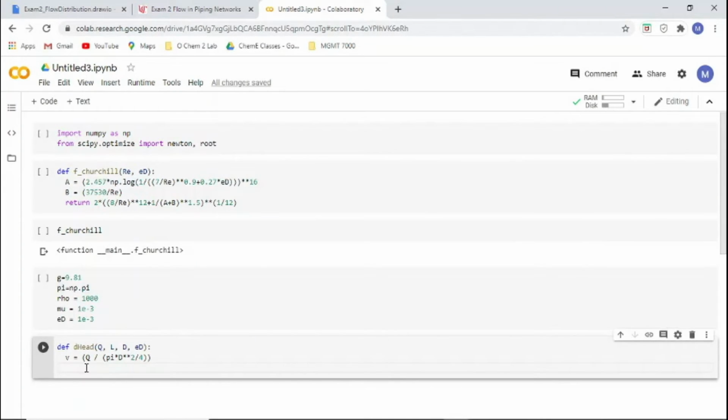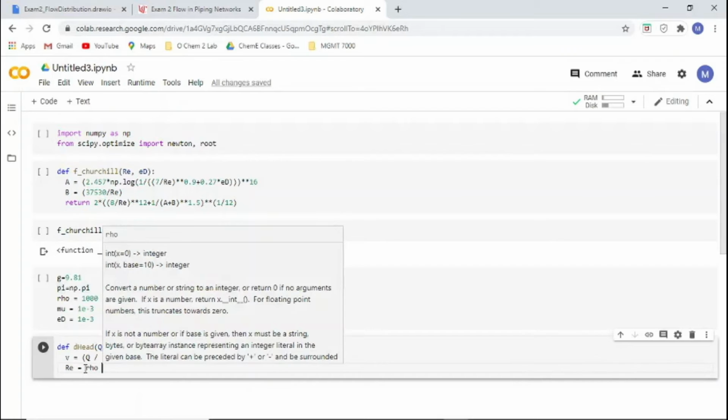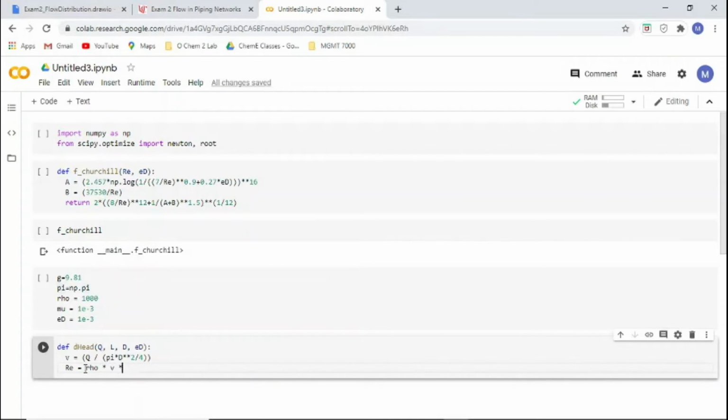So in order to calculate the change in head, we need to know the Fanning friction factor, which we solved using the Churchill equation up here. But notice how it requires the Reynolds number. So what we need to do is down here to define and write an equation for the Reynolds number. So Reynolds number is equal to the density of our fluid, so rho, times the velocity, times the diameter of our pipe, divided by the viscosity of our fluid, mu.